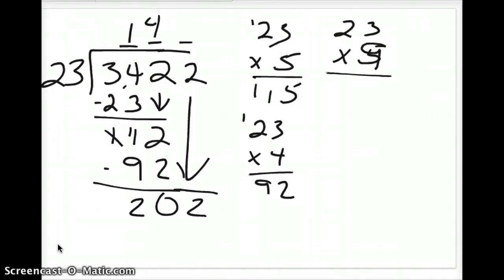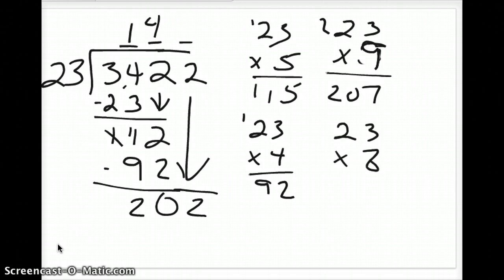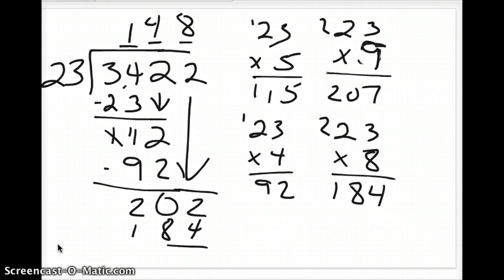Times 9. 9 times 3 is 27. Let's erase this so I can see that better. 9 times 3 is 27. 9 times 2 is 18, plus 2 is 207. Oh, just a little bit too many. So it's going to be 23 times 8. 8 times 3 is 24, so 4 carry my 2. 8 times 2 is 16, plus 2 is 18, so 184. So put your 8 on top, and then it's 184.